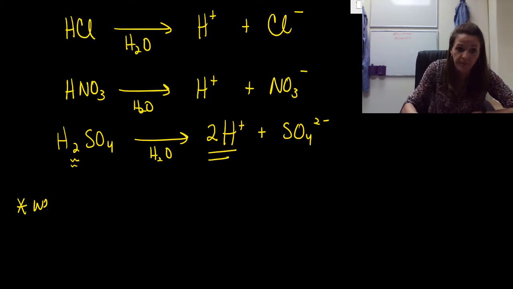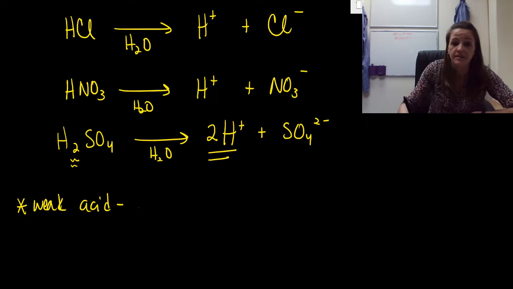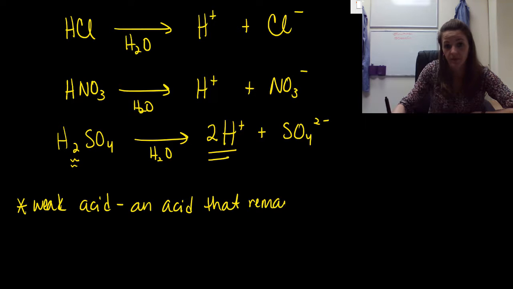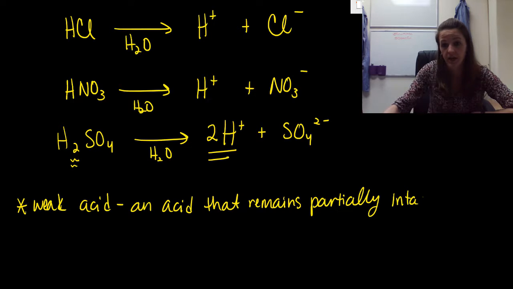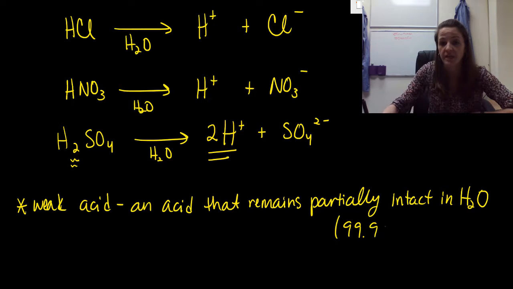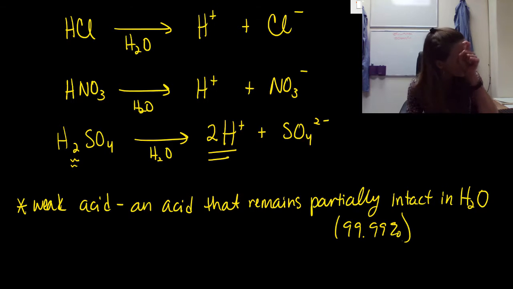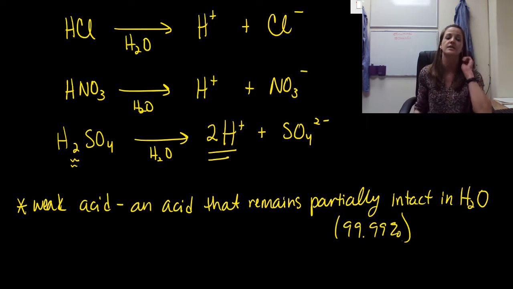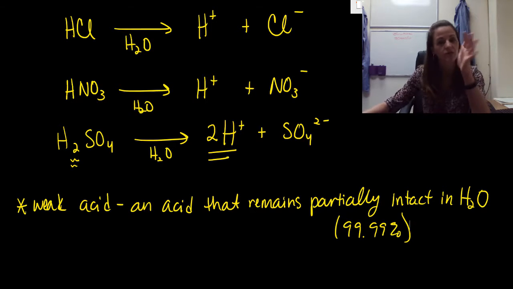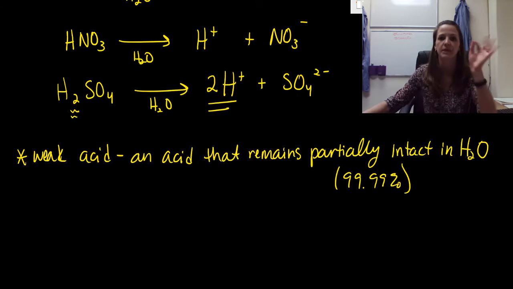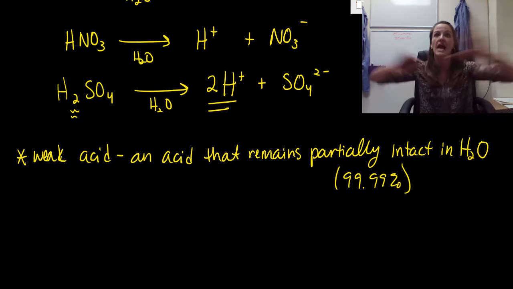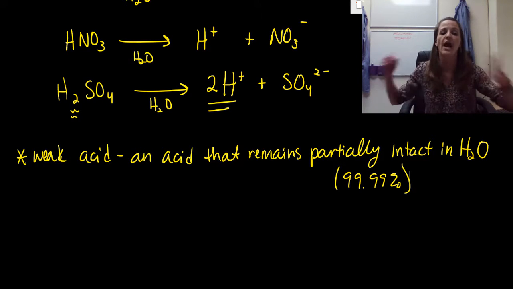So now, what is a weak acid? A weak acid is simply an acid that remains partially intact in water. Okay? Partially intact could mean 99.99% dissociation, okay? But as long as it has just that 0.1 or 0.01% that remains intact, it's considered a weak acid. So that's kind of a weird thing for students to wrap their brains around, but you just have to make sure you know, strong is 100%, weak is anything else, okay? Anything else.